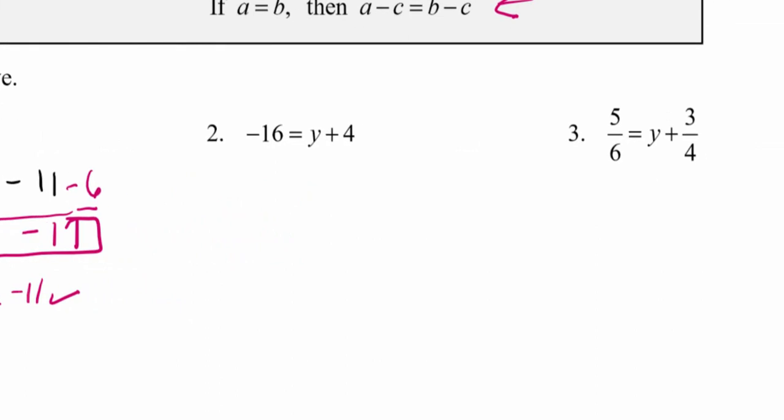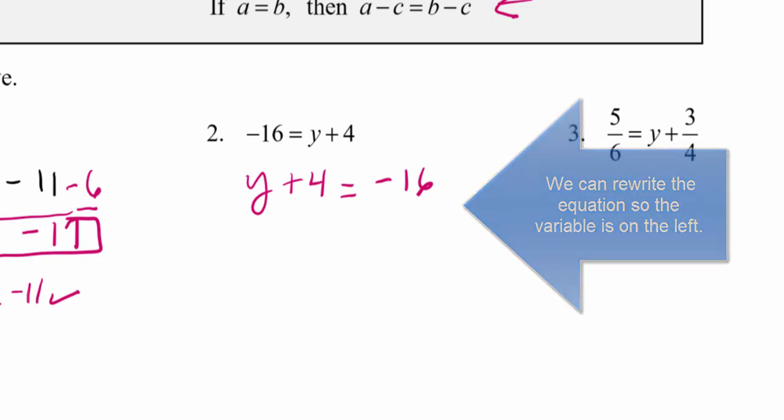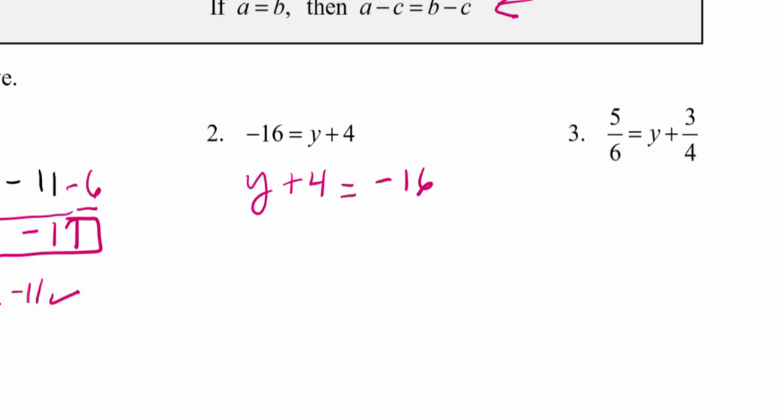In problem number 2, we have negative 16 equals y plus 4. We want to isolate y so that we can talk about what number do we add a 4 to get a negative 16. Now, if it bothers you that the y variable is on the right-hand side of the equation with this problem, we are allowed to rewrite. You can just rewrite the problem, putting the y plus 4 on one side and the negative 16 on the other. That's allowed. So in other words, if a is equal to b, then we can write b equals a.